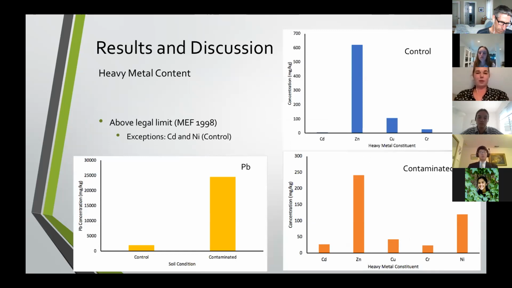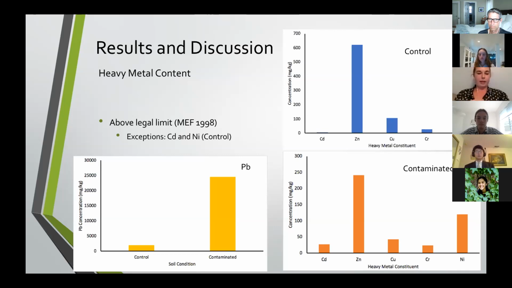In terms of heavy metal content, interestingly enough, even though the control site was supposed to be not nearly as heavy metal contaminated, to compare it to the contaminated site, both of these sites were well above the legal limits within Canada, with the exception of cadmium and the control concentration of nickel.